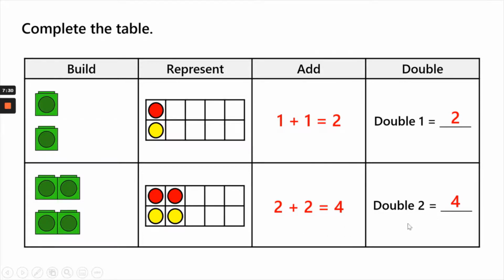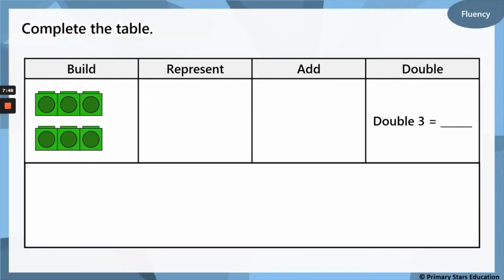So these are our mathematical answers that we would write in our books. And these are some images of 10 frames to help us represent it. And using cubes will help you build them to show how to make equal groups.